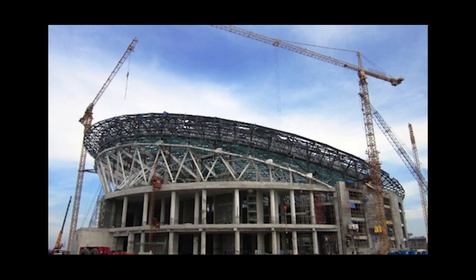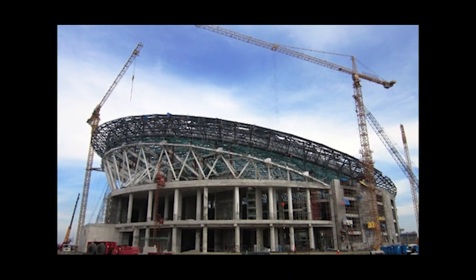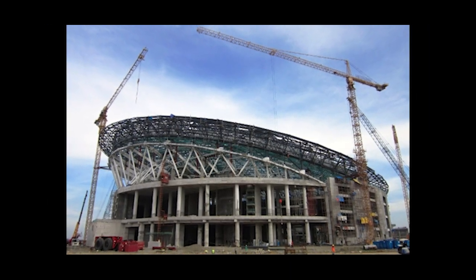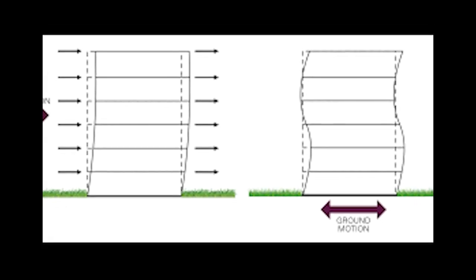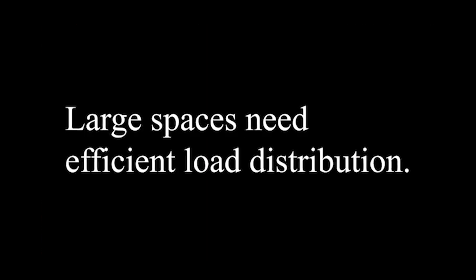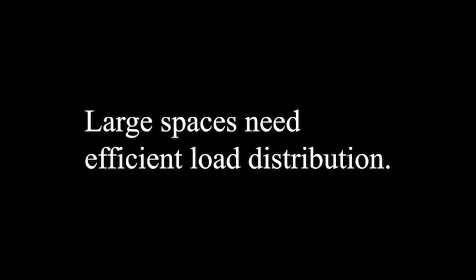For resistance, the structure uses reinforced concrete for stability and steel framing for flexibility. This helps the building respond better to lateral forces such as wind and earthquake movement. The main lesson from the Philippine Arena is large spaces need efficient load distribution.